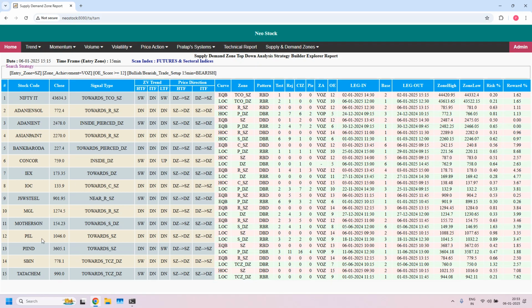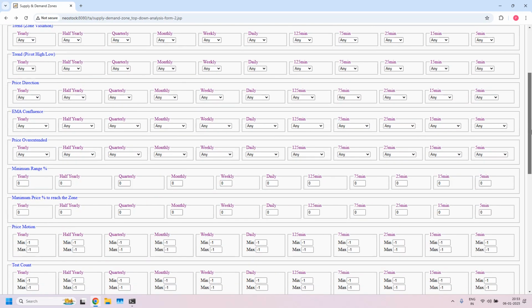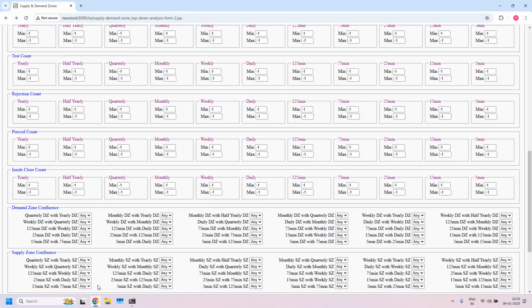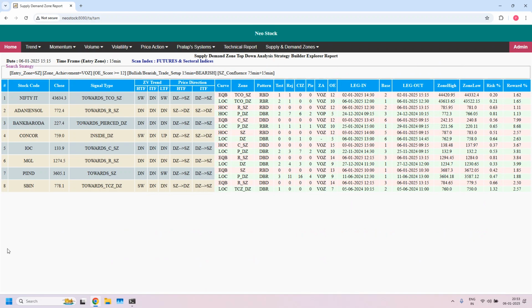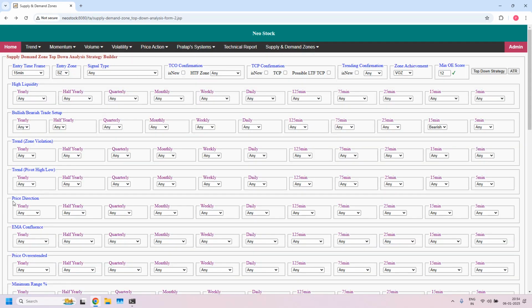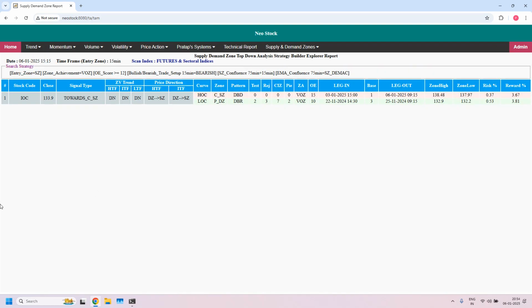Now let's filter based on LTF and ITF supply zone confluence. That is 15 minute supply zone with 75 minute supply zone confluence. Let's filter. Now 8 stocks. So in all these 8 stocks, these 15-minute supply zones are part of the 75-minute supply zone, and 75-minute trend is down in all these stocks, ITF. So let's verify EMA confluence at 75 minutes time frame. That is 75-minute supply zone with daily EMA confluence. We got one stock. This is an even more high probability trade setup supported stock.